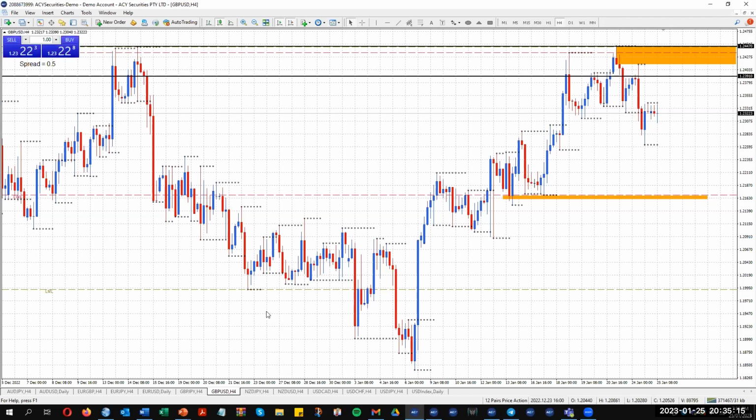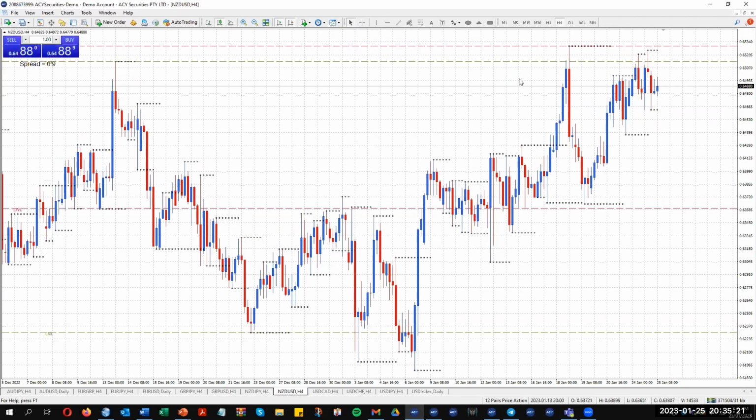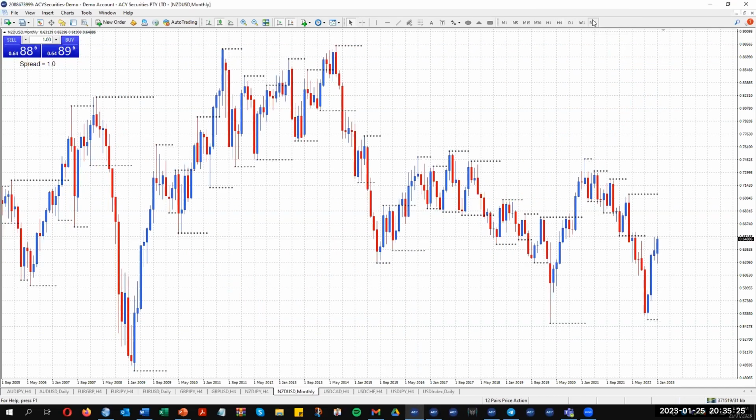All right, now let's have a look at New Zealand dollar. Very similar to the pound at the moment. Here's the monthly. Trend on the monthly is down. Lower top to a lower bottom. This is a rally at the moment. Where's it rallying back to? Monthly old support 65.27.